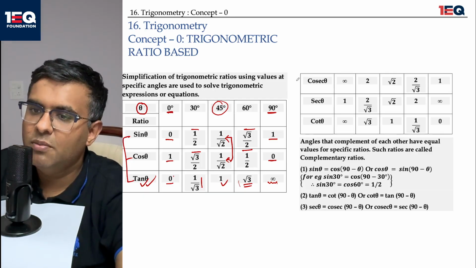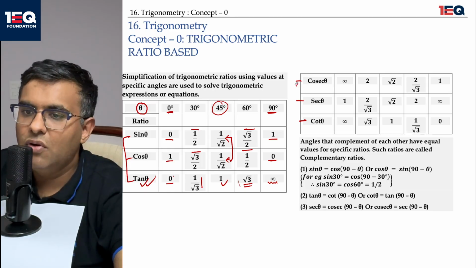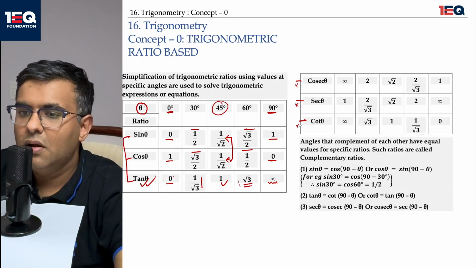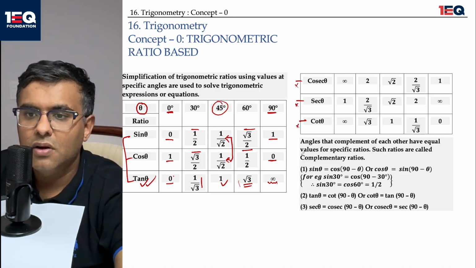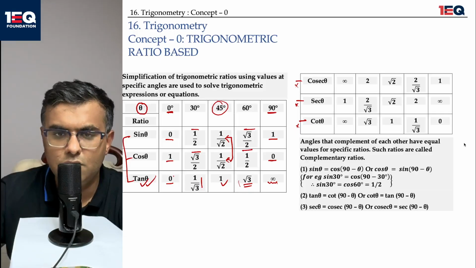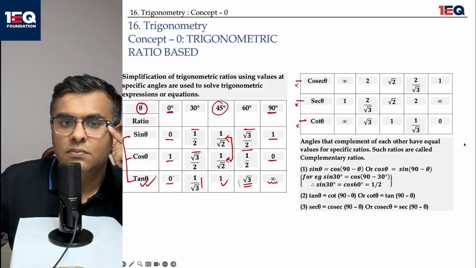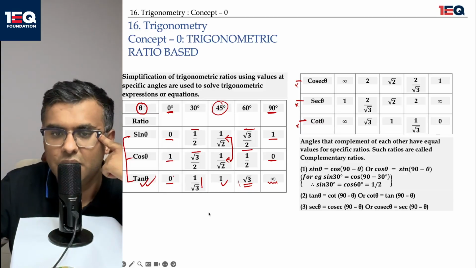You need not remember the values for cosec, sec, and cot. Okay, I would not recommend learning these values. Got it? We have understood all the ratio values at different angles.